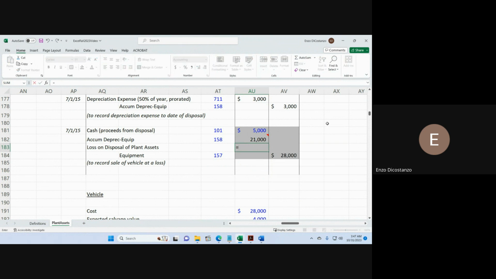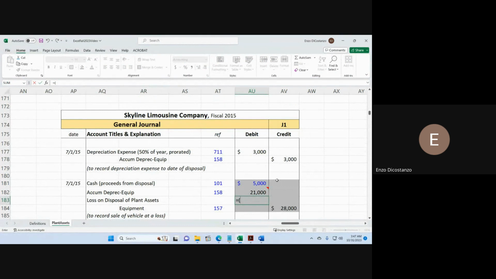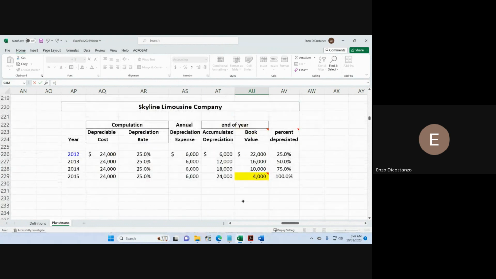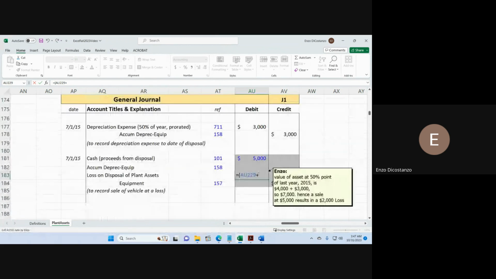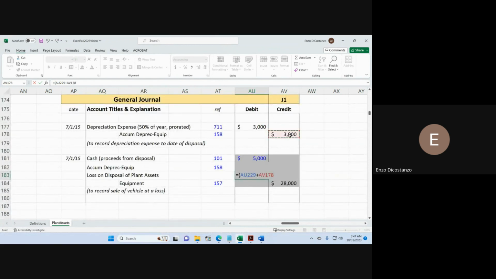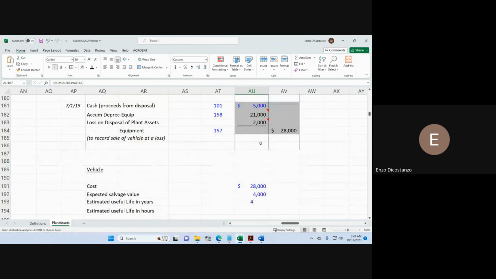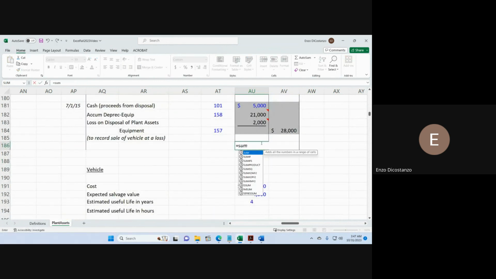So you could say equals parenthesis. That's a crazy way to do it, but I somehow did it that way. So there's the book plus this other 3 that didn't get accumulated, minus this 5,000. There's your 2. And this big long string of numbers, you could say equal sum. That's how you get your 28,000.